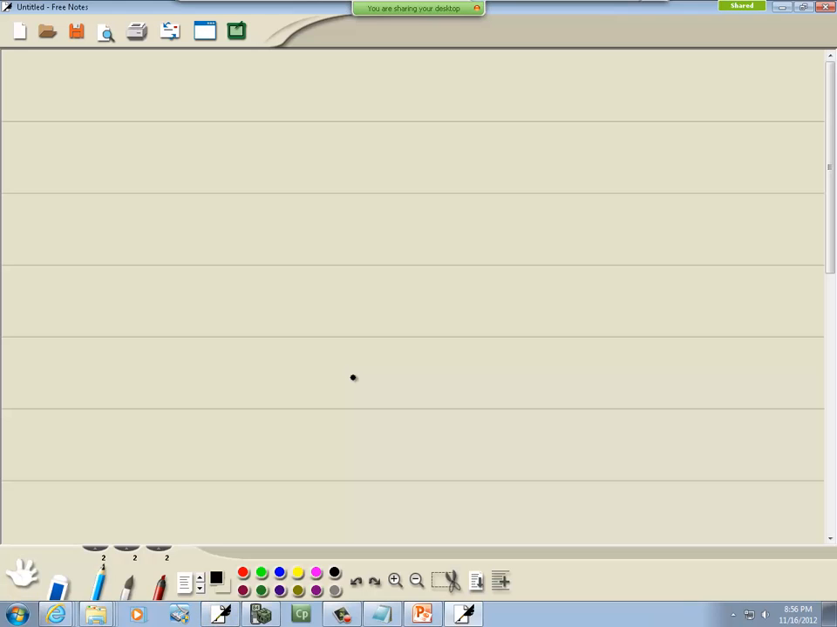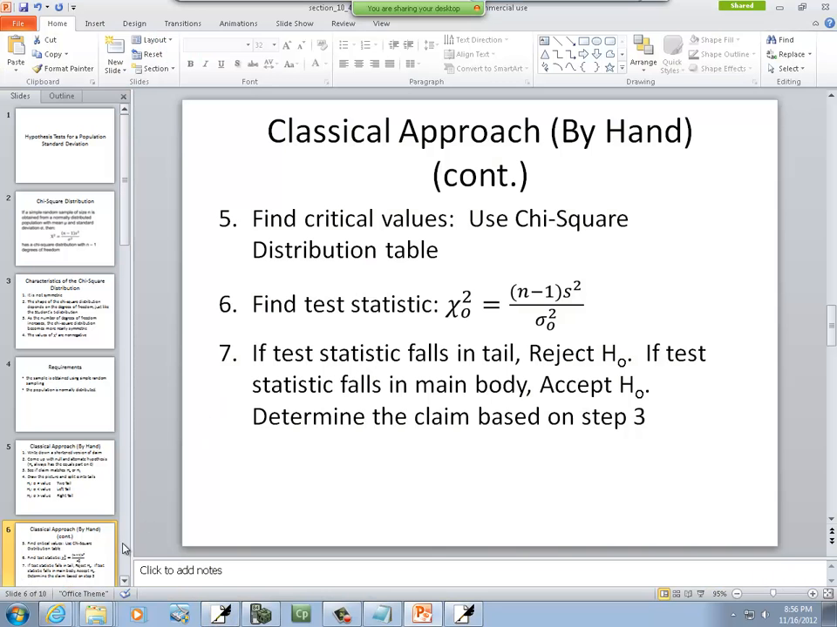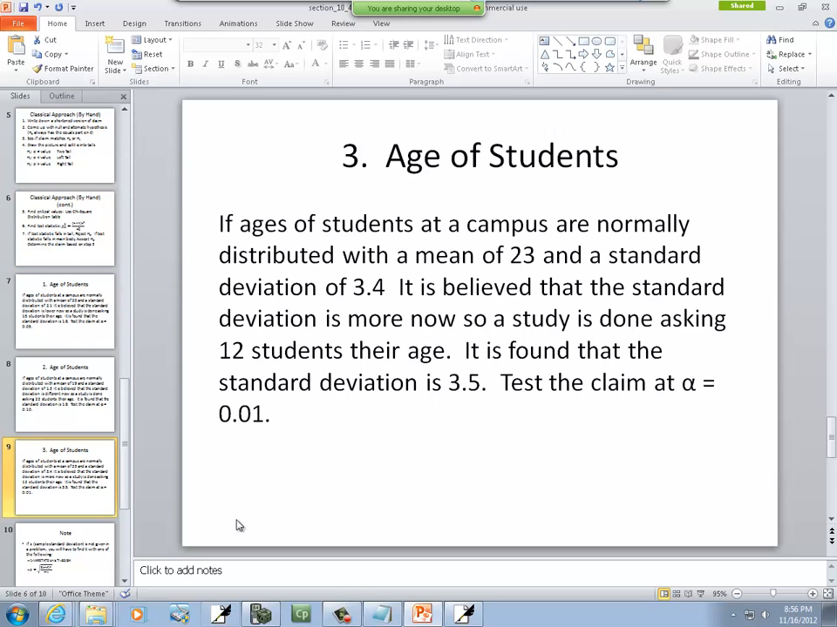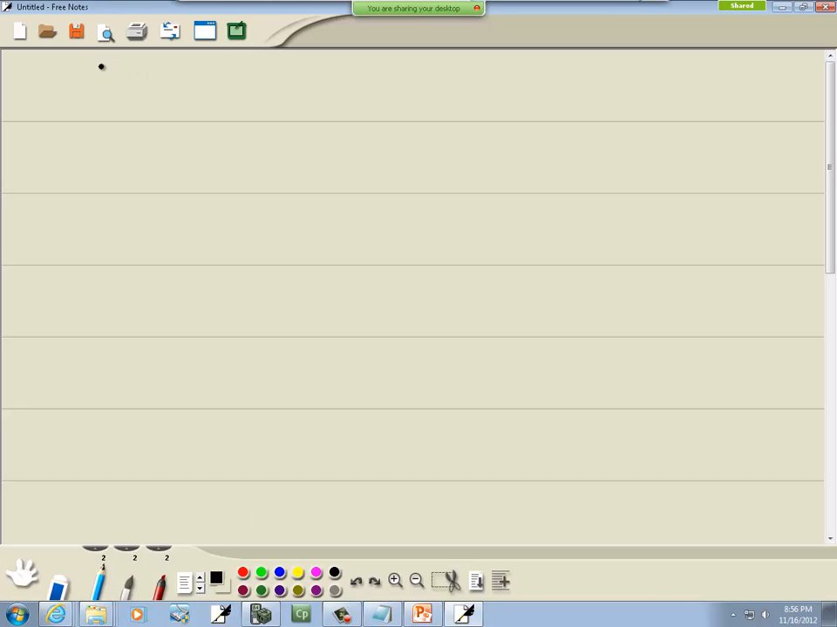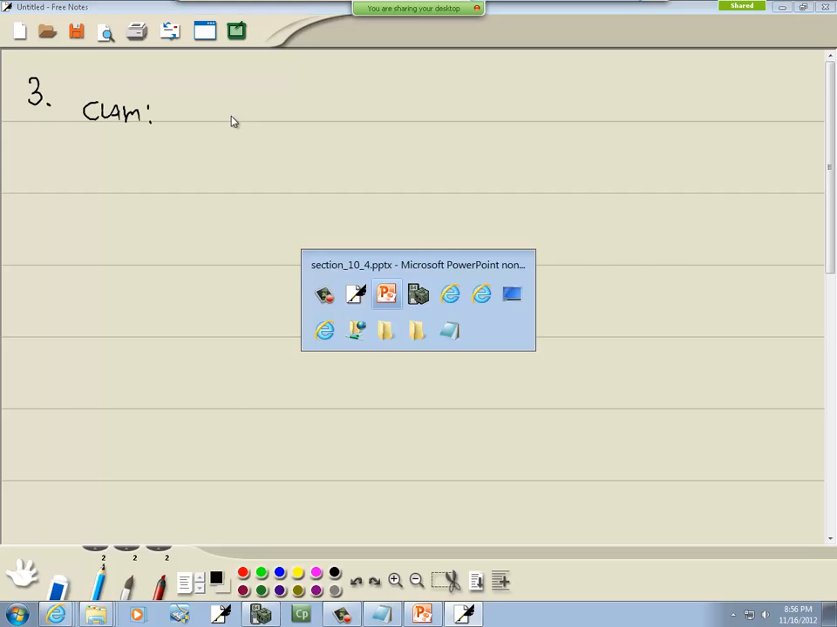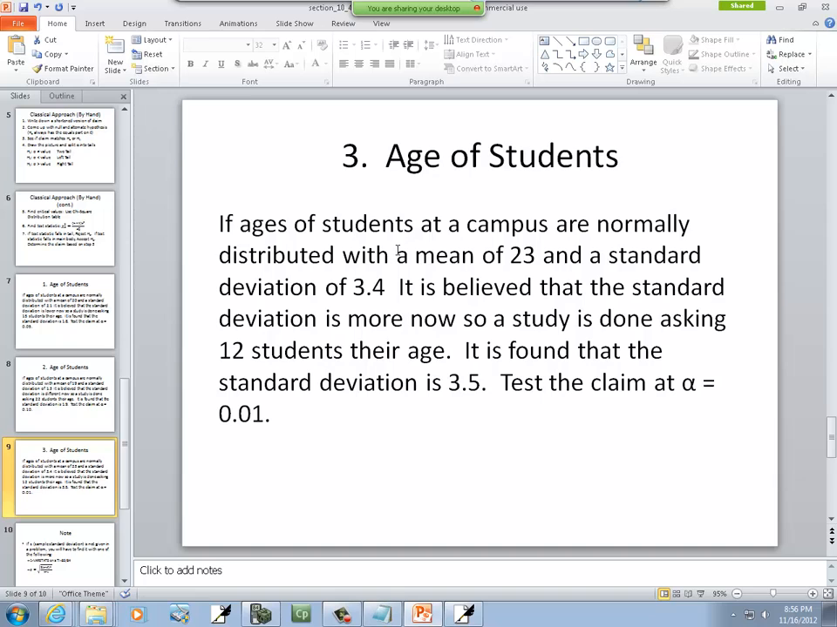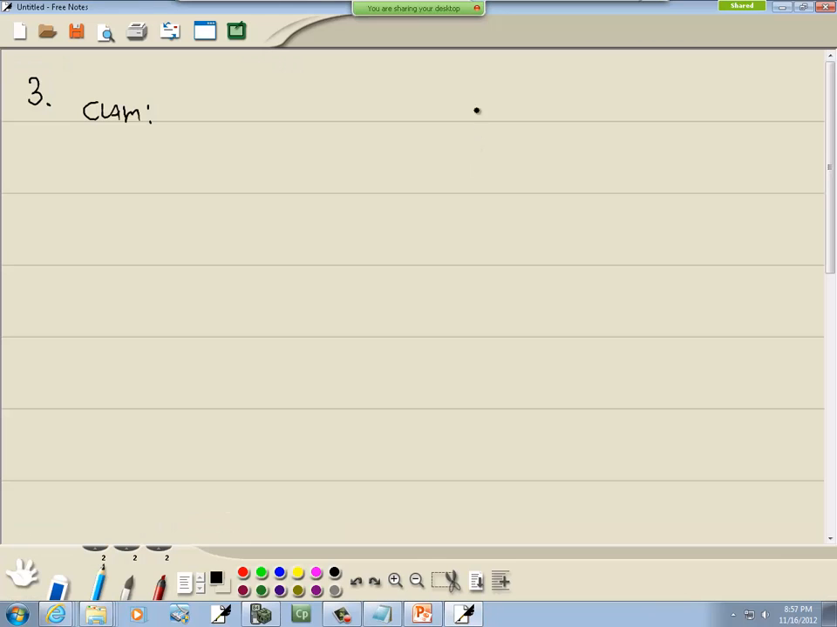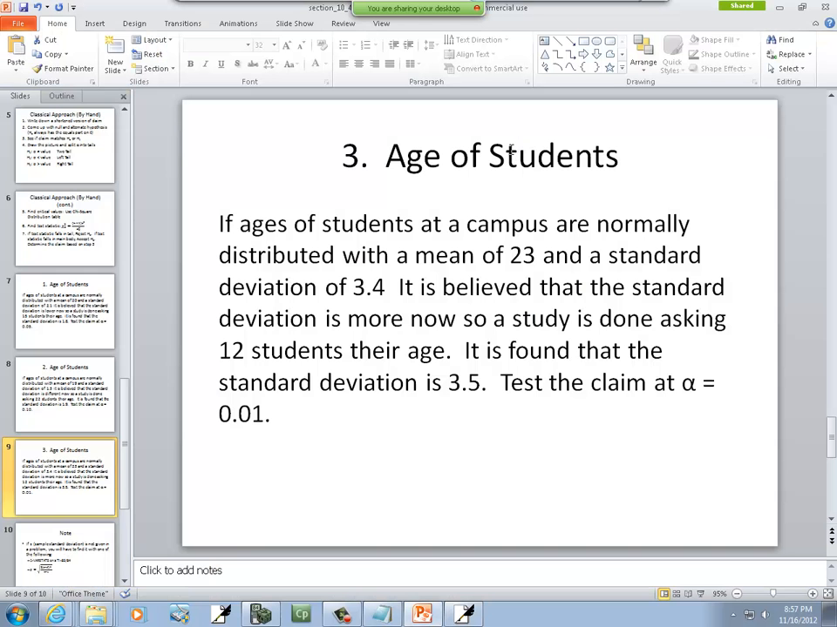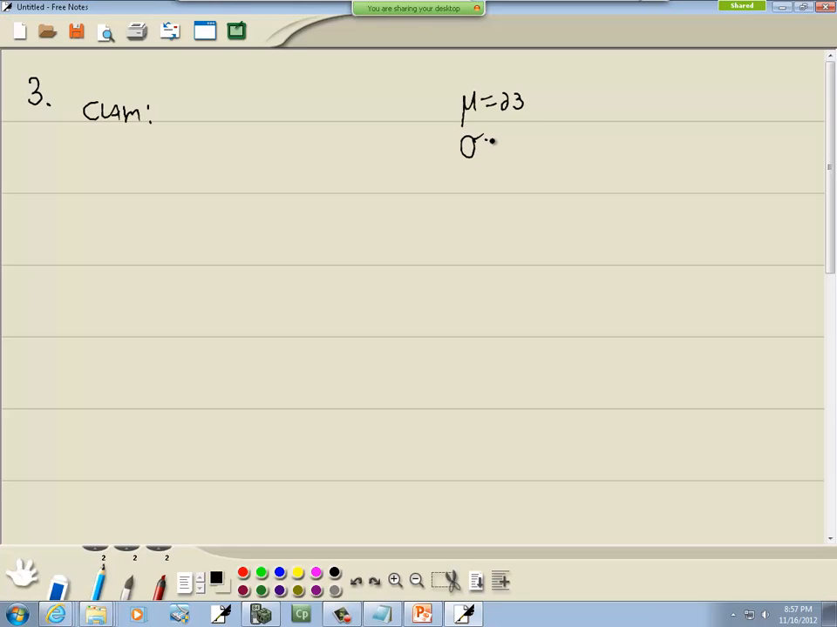Okay, let's look at our third example. I tried to come up with three examples to handle all the cases: the left tail, right tail, and two tail. I think I got one of each. If ages of the students at a campus are normally distributed with a mean of 23, so mu would be 23, because it doesn't say anything about a sample, and a standard deviation of 3.4, so that'd have to be sigma.